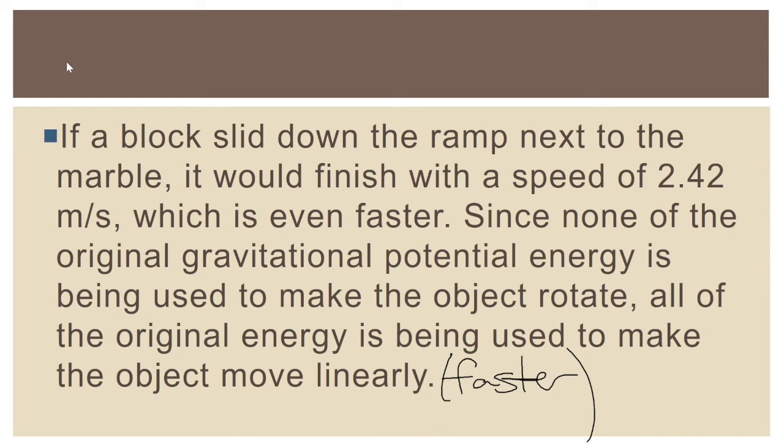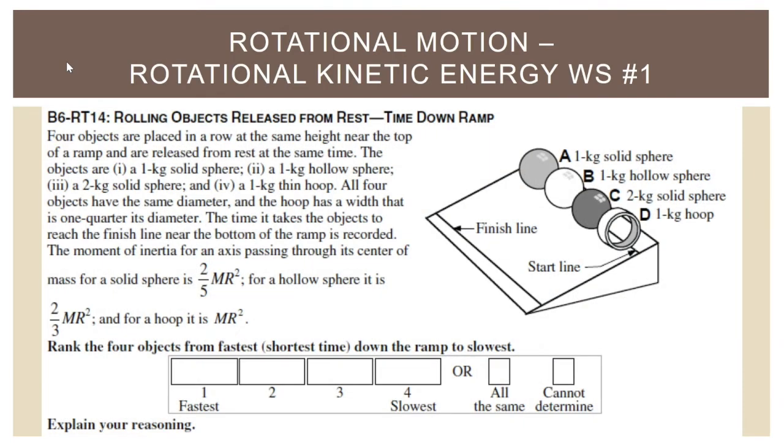All right, let's take a look at the problems on the rotational motion problem-solving worksheet attached to the post for today. The first problem on this sheet is from the Tipper's book, B6RT14. It says, rolling objects released from rest, time down ramp. 4 objects are placed in a row at the same height near the top of a ramp and are released from rest at the same time.